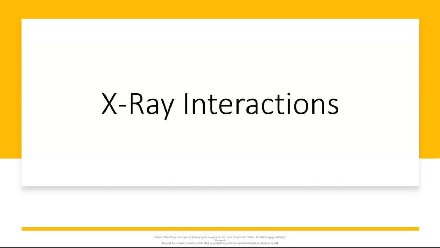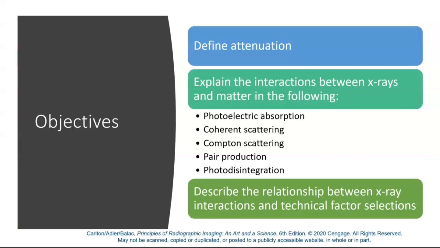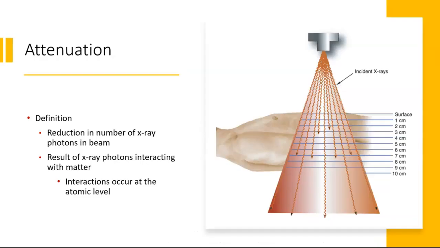So there are going to be some objectives for you to be able to define or explain or tell me about. As you can see here, we talk about attenuation. We're going to talk about all the different interactions that happen within the body and the relationship with these, okay? Lot to know, lot to know. So here we go. Let's talk about attenuation first.